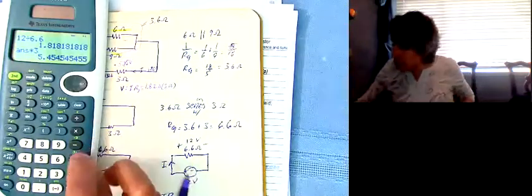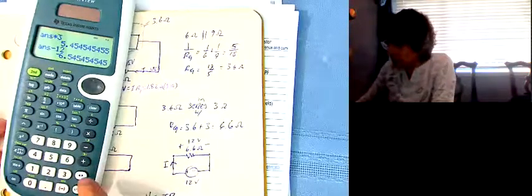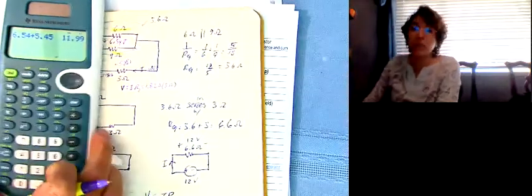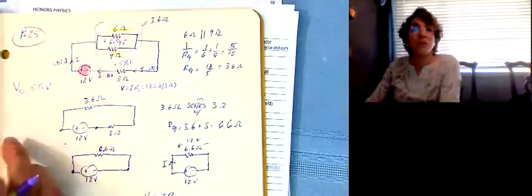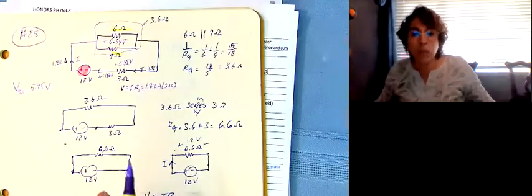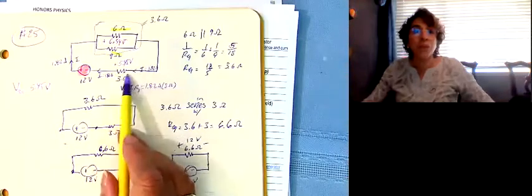Okay, so let's take this. I'm just going to leave that there and say 12 minus that. I know that I don't want negative. Okay, 6.54. So right here I have 6.54 volts. Now 6.54 plus 5.45 is pretty close to 12, because we're rounding, is 12 volts. So notice the battery is giving the total voltage to the circuit. So 6.54 volts is dropped across this resistor.